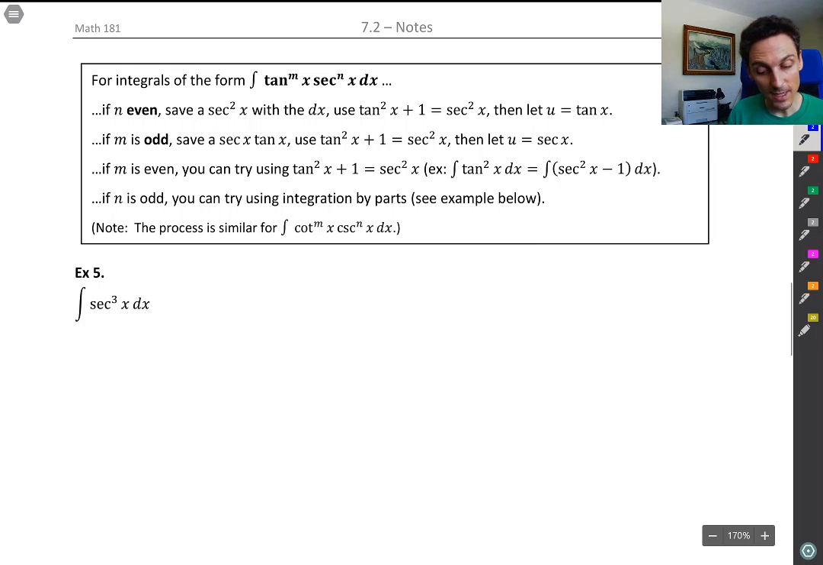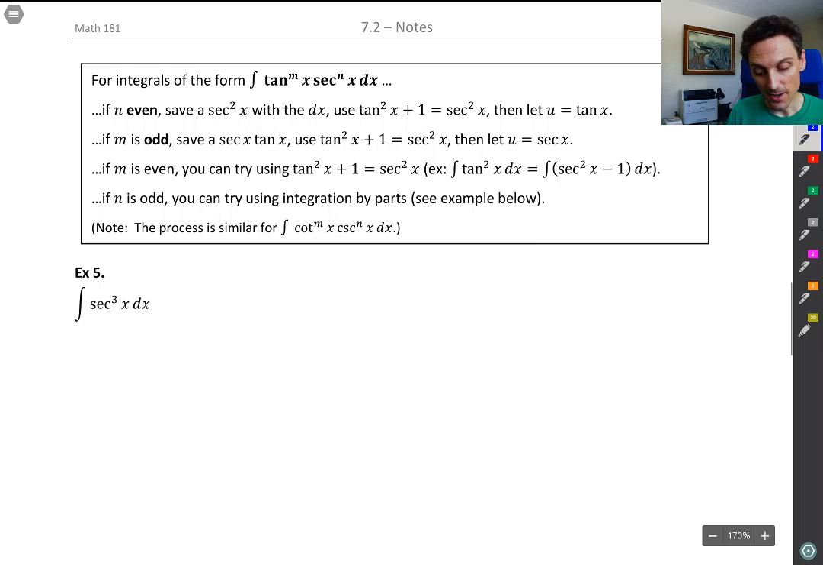But if you have an even power of tangent and an odd power of secant, well, then you can try using the trig identity tangent squared plus 1 equals secant squared to convert the even power of tangent into even powers of secant. Even powers of secant are a little easier to deal with, as we saw. So you can rewrite the integral of tangent squared x dx as the integral of secant squared x minus 1 dx. Notice that makes it easier to integrate because the integral of secant squared is tangent, and the integral of 1 there is just x.